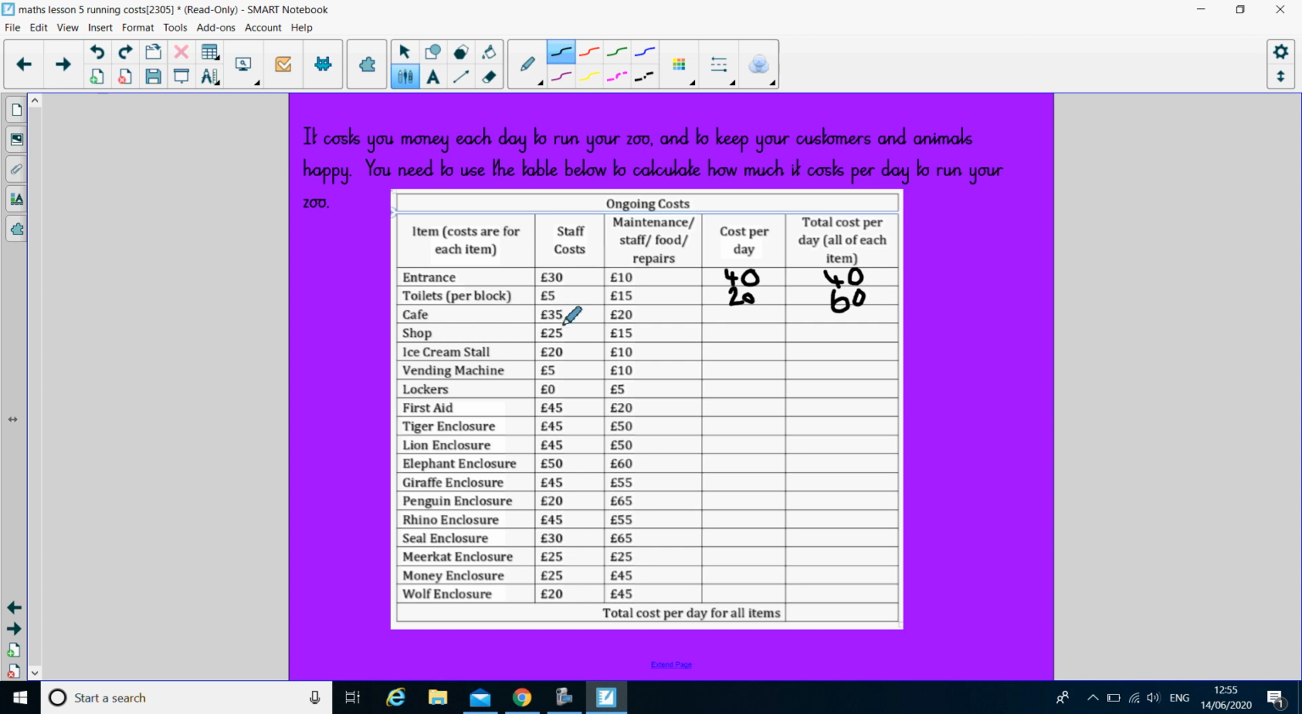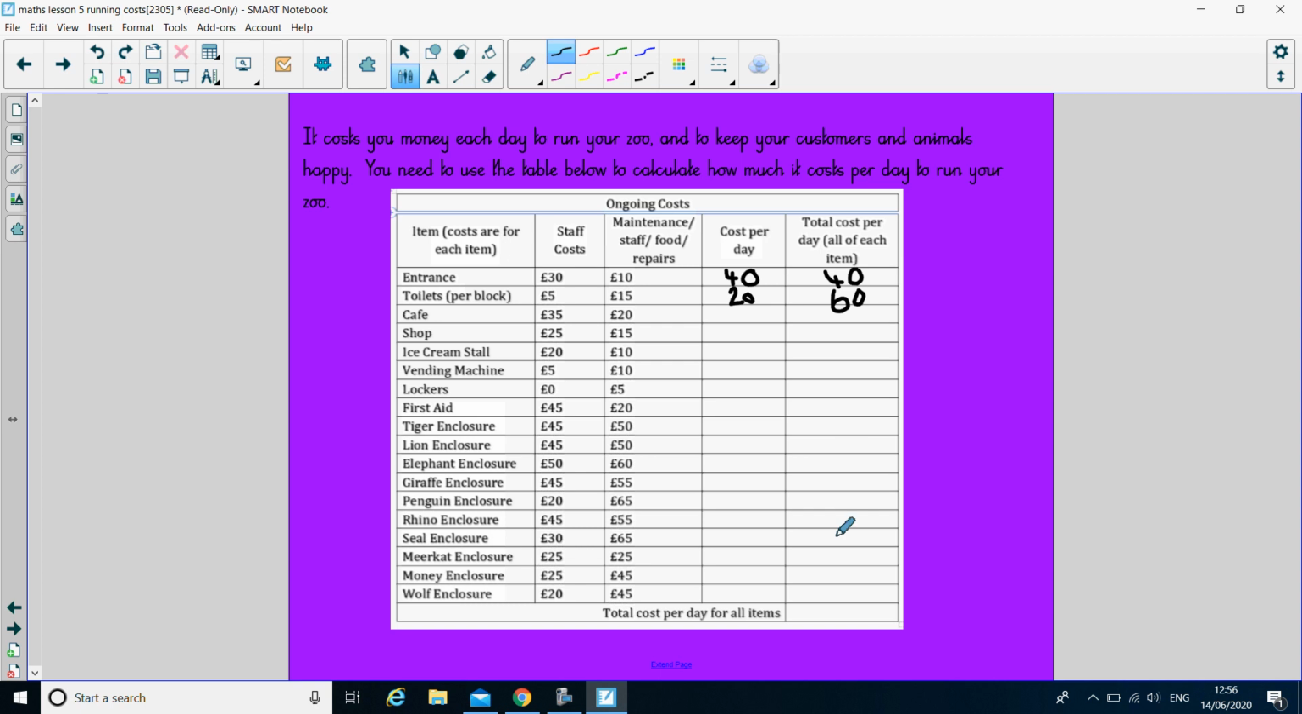Cafe, it's £35 staffing costs and £20 maintenance costs. So if you've got one cafe, it's going to cost you £55. If you've got more than one, you're going to need to times that by how many you have. Okay, so you will need to do this for each of the things that you might have in your park. Lion enclosures, for example, £45 plus £50 maintenance costs. So a lion enclosure is going to cost you £95. Have a think. Did you have more than one lion enclosure or did you only have one? Have a look at your work from yesterday.